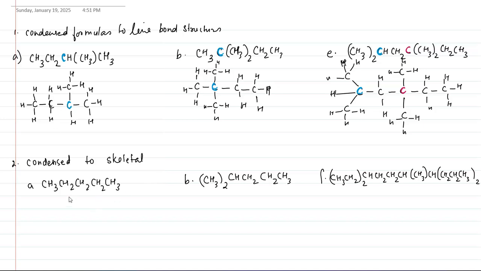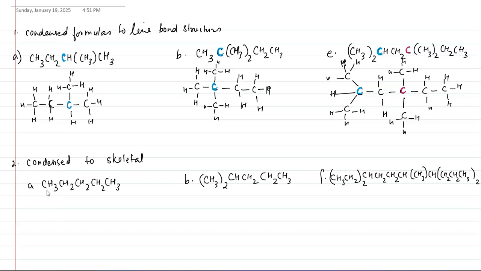So here again we have a condensed formula. Now we have to convert that into a skeletal structure. What we mean by skeletal structure is just lines where each point on the line represents a carbon atom. Hydrogens are not shown, and we assume that every carbon atom's valency is fulfilled either through bonding with a neighboring carbon atom or through hydrogen atoms.